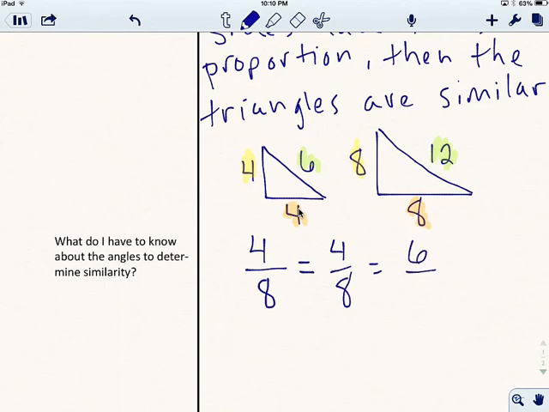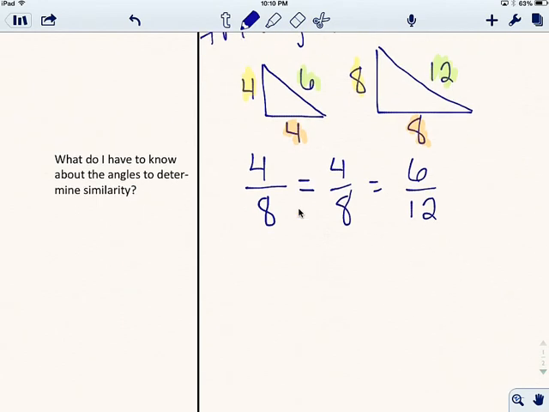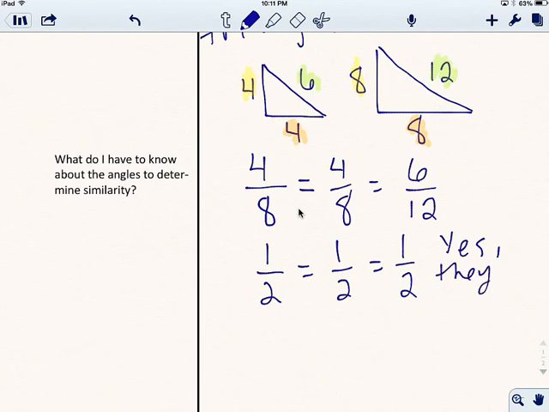Now if I take a look at it, I want all of my proportions to be the same. When I reduce these fractions, they should all be exactly the same. If I do reduce them, I'm going to see that 4 over 8 is the same as 1 over 2. Obviously this other 4 over 8 is also 1 over 2, and 6 over 12 is also equal to 1 over 2. So there we go, all my proportions are the same, and so I can conclude that yes, they are similar.